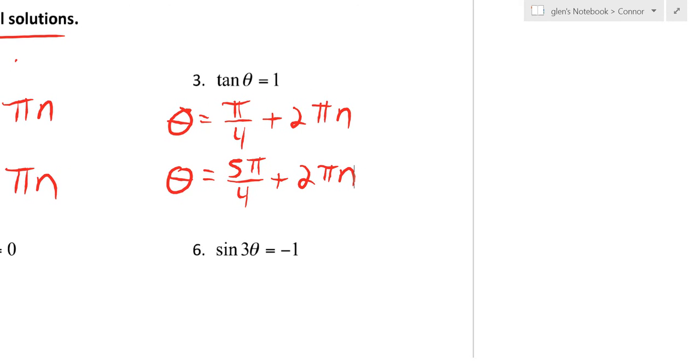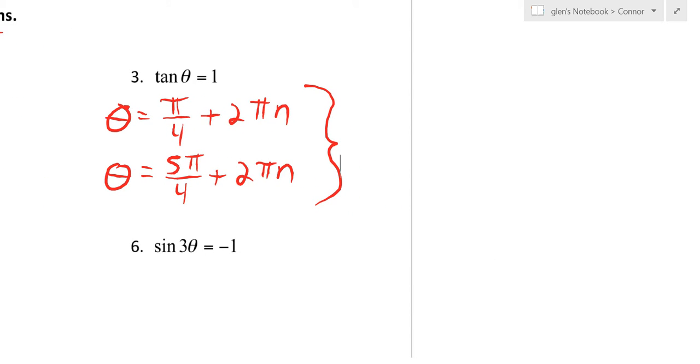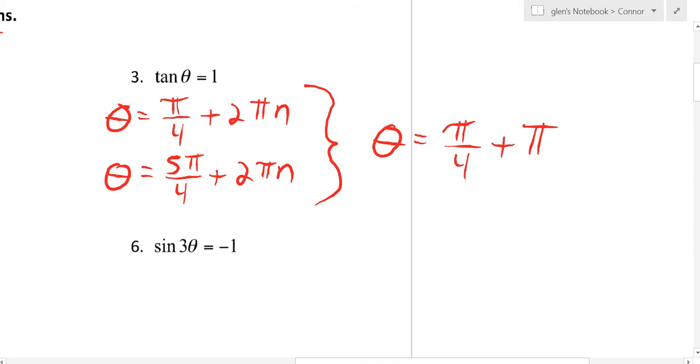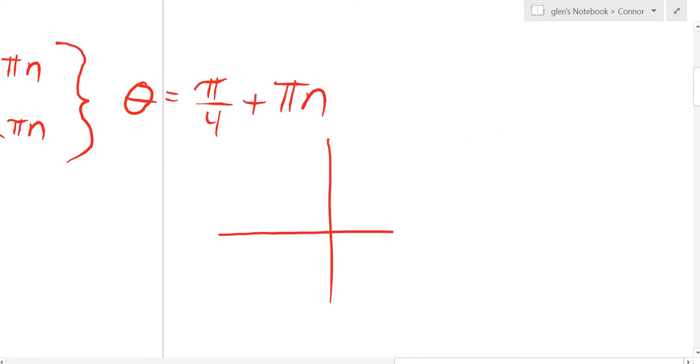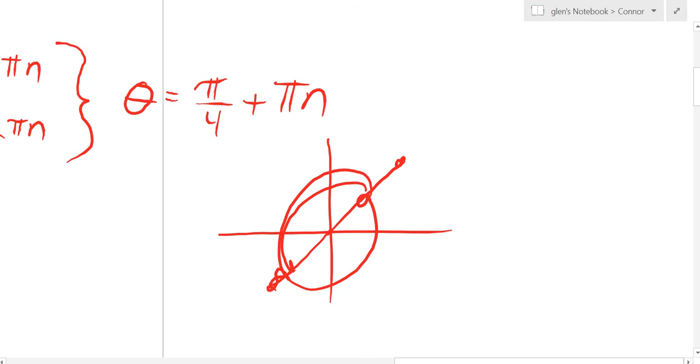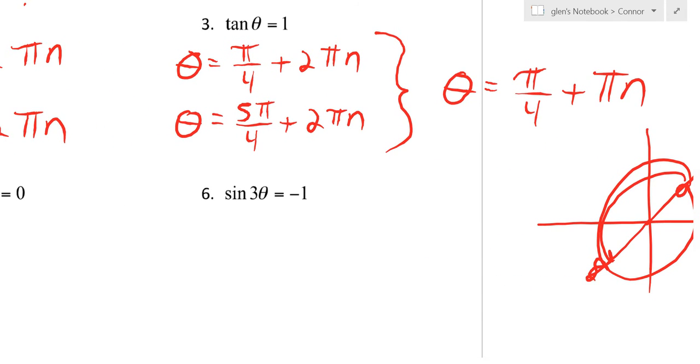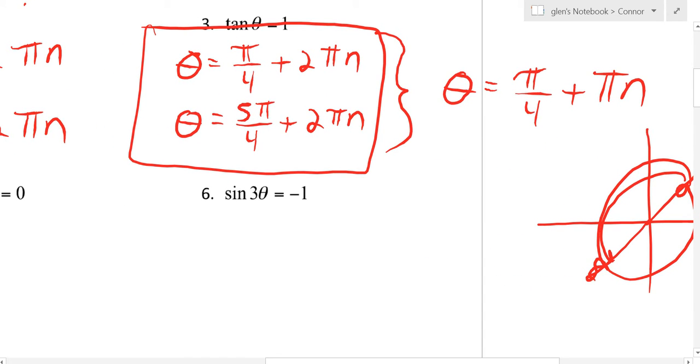These also happen to be, you can rewrite both of these together as one. You don't need to do this, but this is also the same thing as just pi over 4 plus pi n, because pi over 4 and 5 pi over 4 are pi apart. So if you were to take pi over 4 and 5 pi over 4, if you add pi, you get this one. If you add pi again, you get this one. Add pi again, you get that one. Okay? But really, this method will always work, though. Find them all between 0 and 2 pi, add 2 pi n, done.